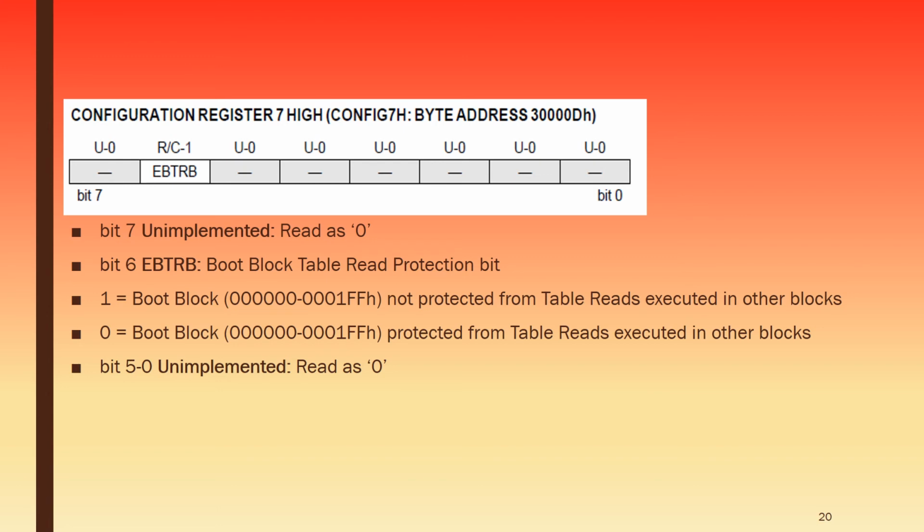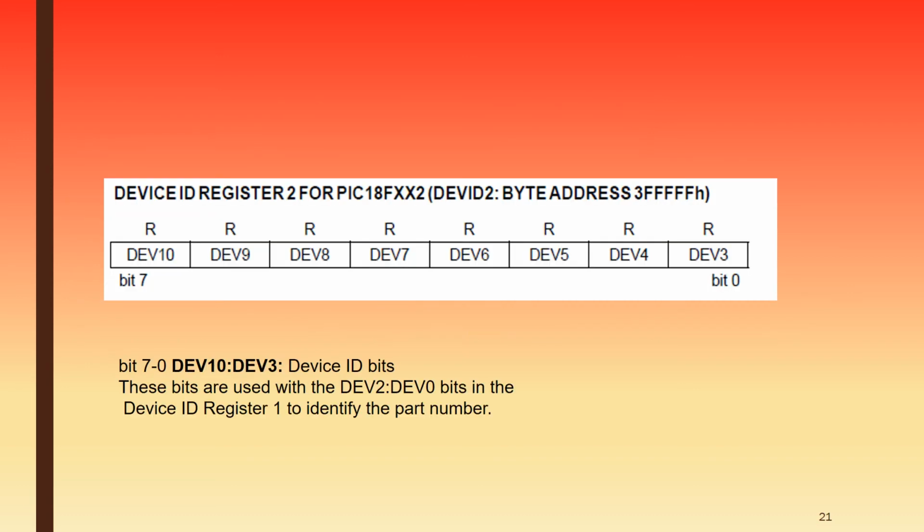Then configuration register 7. So this address is 30000DH. So here 7 bit is unimplemented, 6 bit is boot block table read protection bit. If it is 1 then it is not protected. If it is 0 then protected. The block is starting from boot block, that is 000000 to 0001FF, and bit 5 to 0 they are again unimplemented.